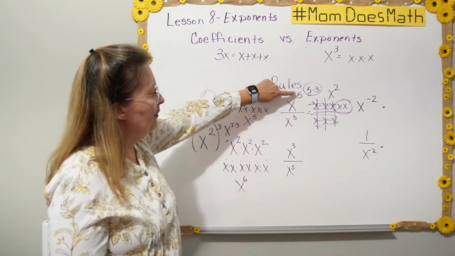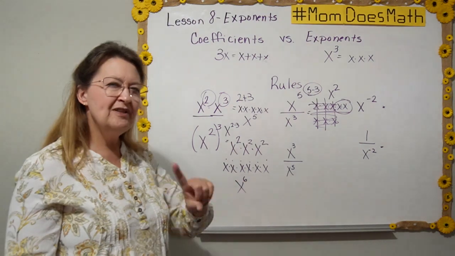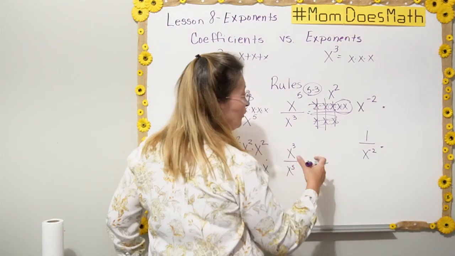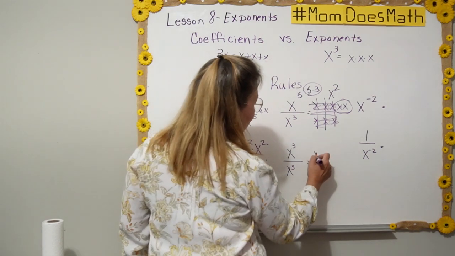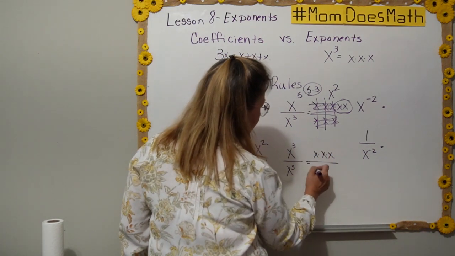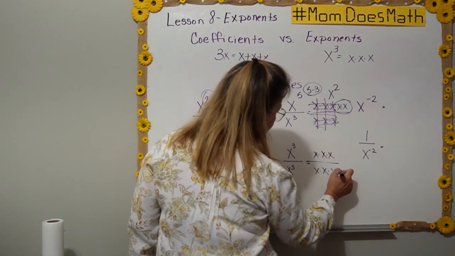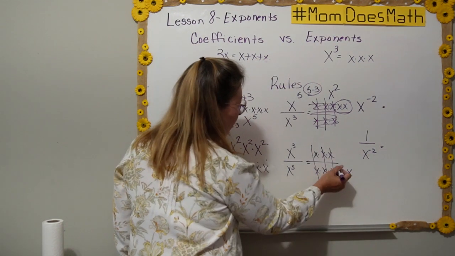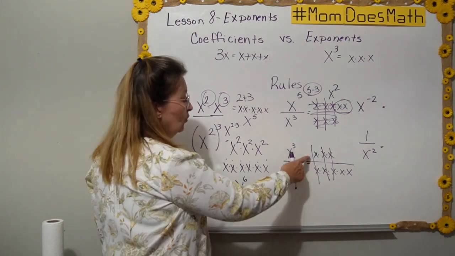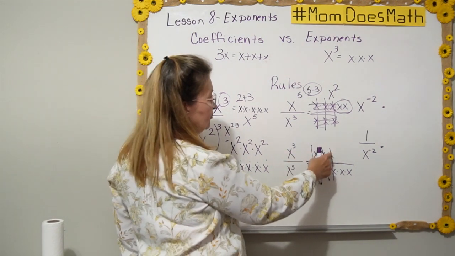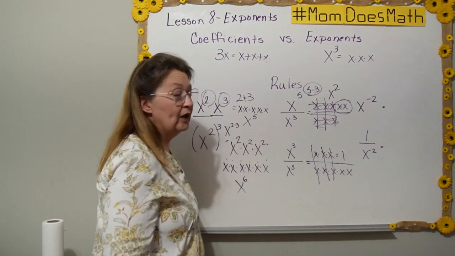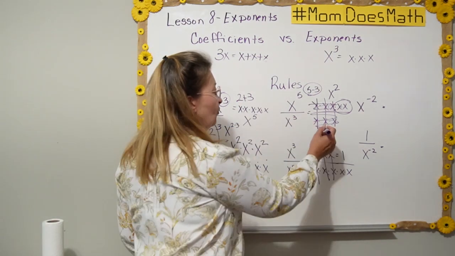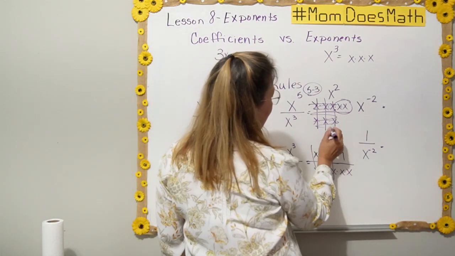Now for this one, my larger number was on the top. What happens if your larger number's on the bottom? Well, that's where your remainder is going to go. For this one, I would have 3 x's on the top and 5 on the bottom. So they still all cancel out. Now what do you have left? Well, what do you have up here? 1 times 1 times 1, which is 1. You still have the 1 in the numerator, okay?